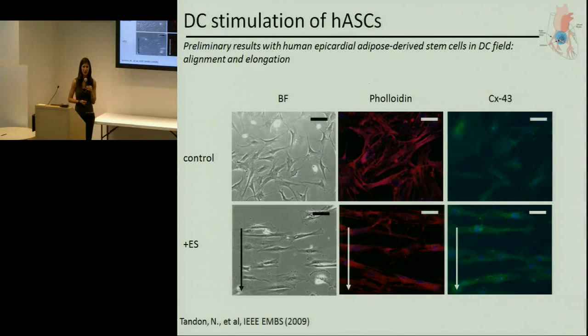And so what we were hypothesizing is maybe there's a role for those cells in wound healing, as limited as the cardiac wound healing process is. Maybe there's something with those cells that we can do. And what was really interesting is that we saw this same movement and elongation with these human adipose-derived stem cells from this epicardial fat. But this is preliminary stuff published a couple years back.